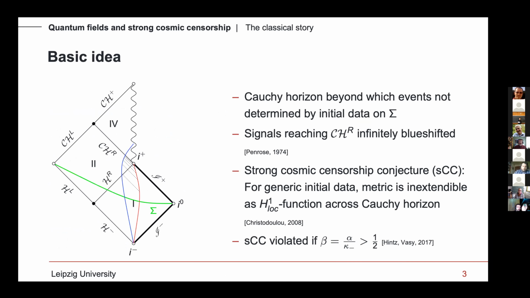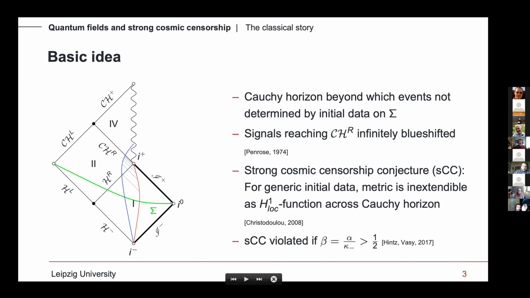So to discuss the basic idea of strong cosmic censorship, let us consider the Reissner-Nordström spacetime. So a spacetime which is asymptotically flat and which contains a charged black hole made up of these regions 2 and 4 over here, which are separated by a horizon. And we also have this exterior region 1, which then has this asymptotically flat region here.